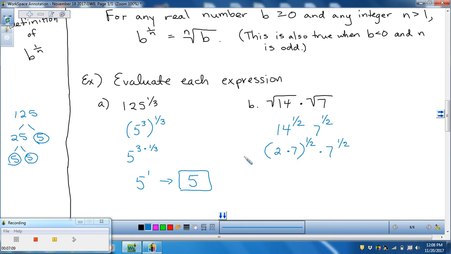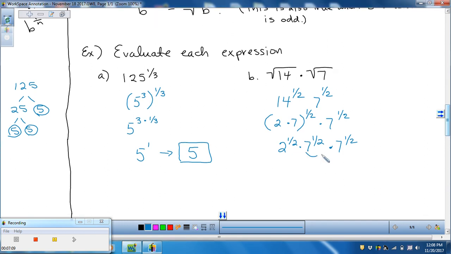Now, using power of a product rule, I'm going to raise each one of those to the 1/2 power. So 2 to the 1/2 times 7 to the 1/2. And then we still have our times 7 to the 1/2 at the end. And now these two that have the common base can be combined together. So we have 2 to the 1/2 times 7 to the 1/2 times 7 to the 1/2.